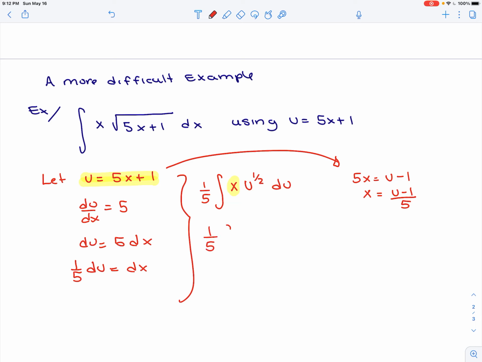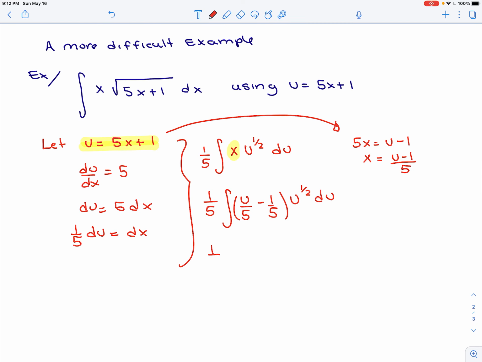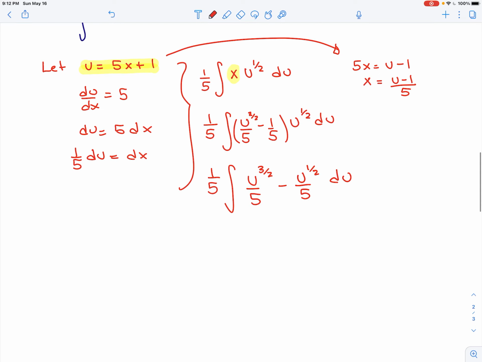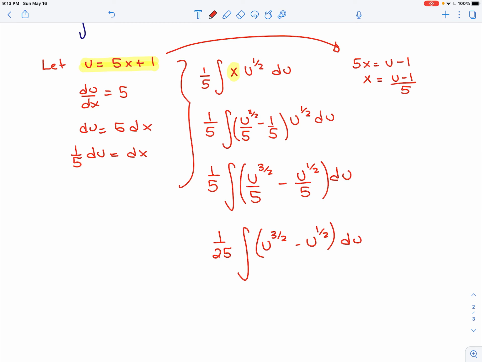So then you get 1/5 times u over 5 minus 1/5 times u to the 1/2 du. Okay, and we should be able to FOIL that out. And so we get u to the 3/2 over 5 minus u to the 1/2 over 5 du. Okay, and then I'm going to pull out another 1/5, so I have 1/25 out here. And then u to the 3/2 minus u to the 1/2 du. And you should have brackets here.